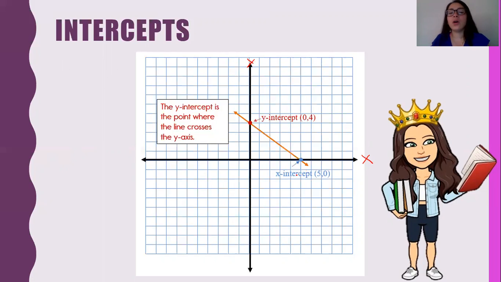Notice this right here is called an x-intercept because that's where it crosses the x-axis. And this is the one that we really talk about, which is a y-intercept, which is where it crosses the y-axis. So the y-intercept is a point where the line crosses the y-axis, which is this right here. That's what we're focusing on for the slope.